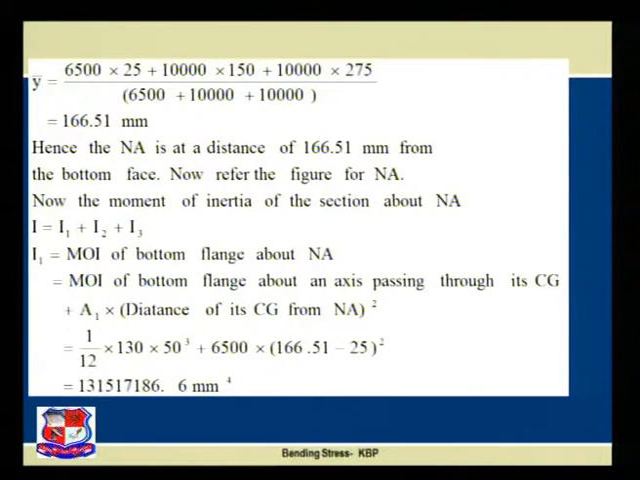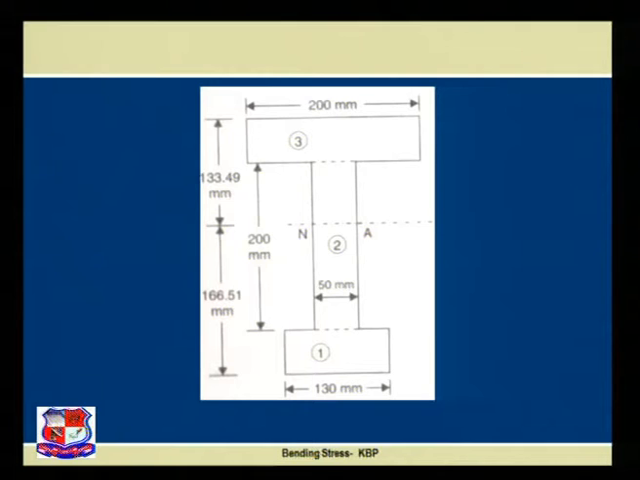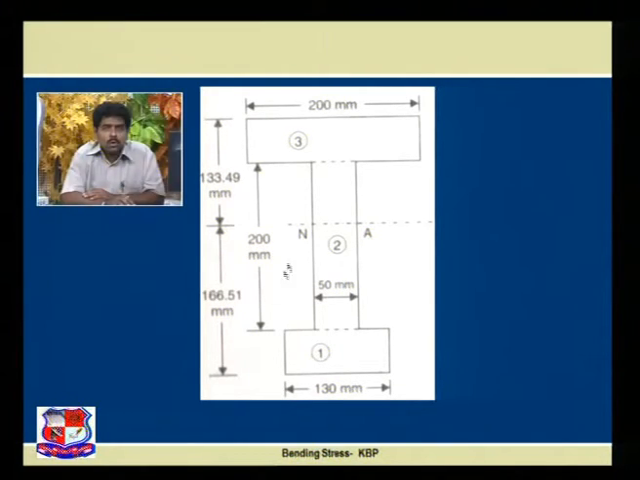If you want to refer to that particular figure, please refer to the figure. This is the section which is given to us. This dotted line is our neutral axis, and from that neutral axis the bottom fiber is at 166.51 mm. Total depth minus 166.51 mm gives the distance of the neutral axis to the top fiber, that is 133.49 mm. So this first step we have achieved right now.